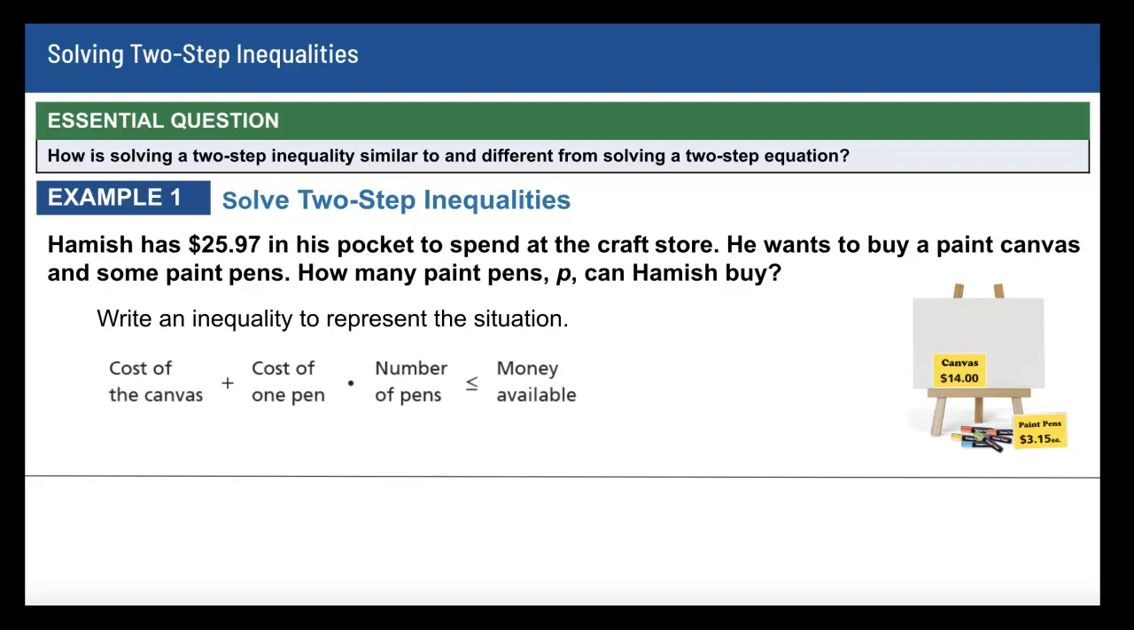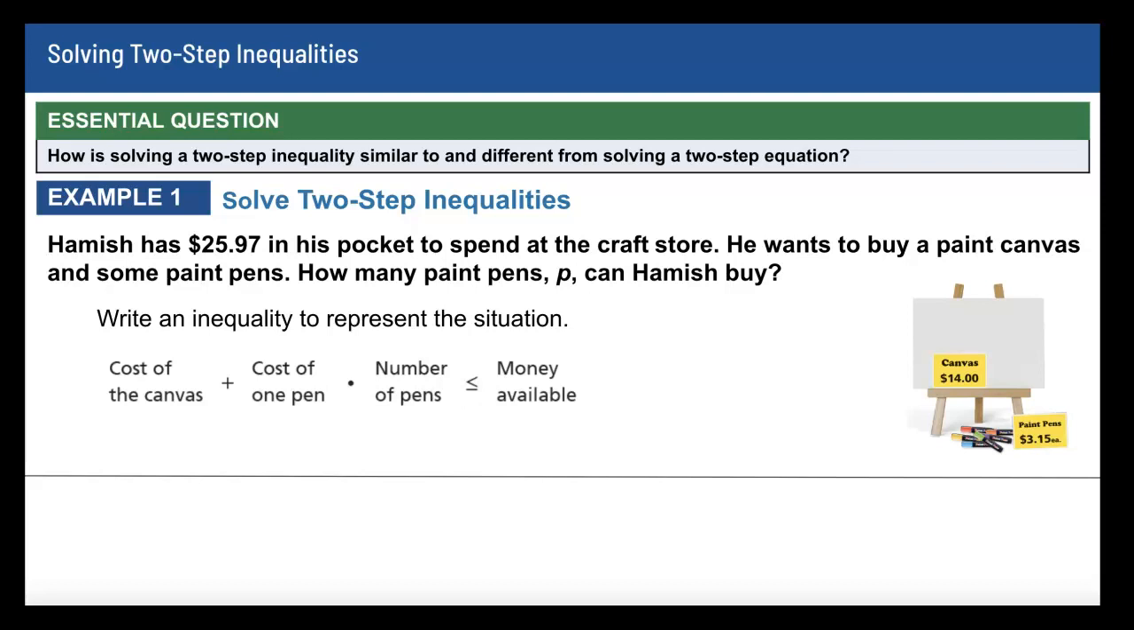We have some money, and however much we spend has to be less than or equal to the amount of money we have. So in this case, whatever our cost is on the left is less than or equal to 25.97, the money we have.